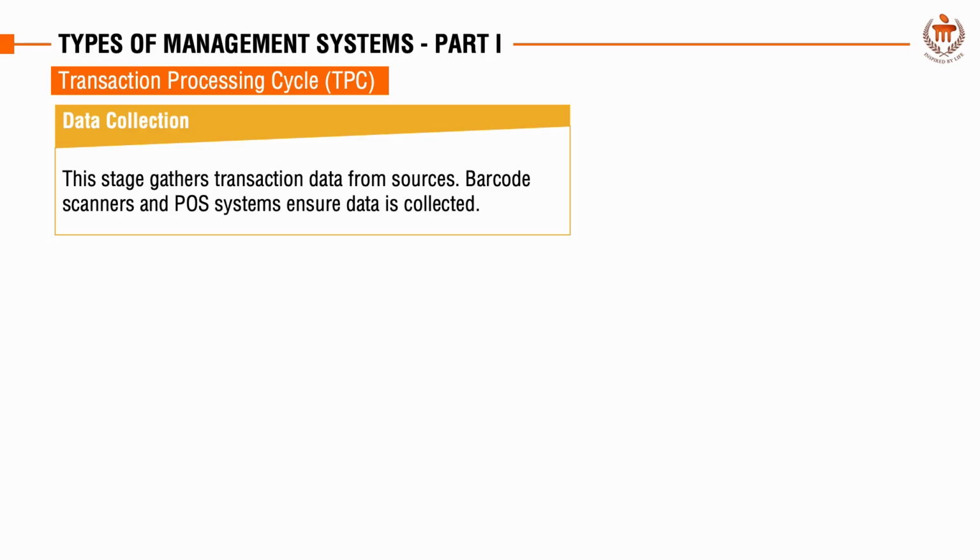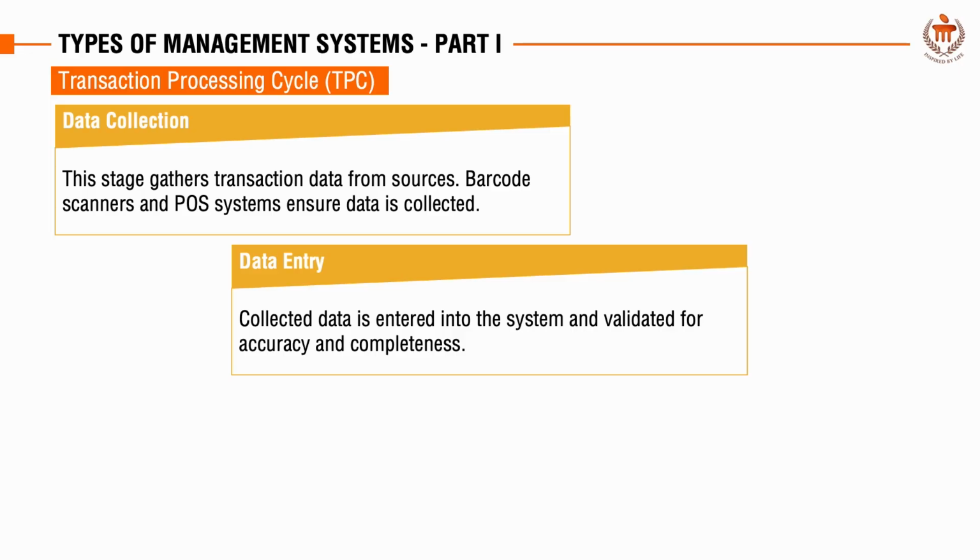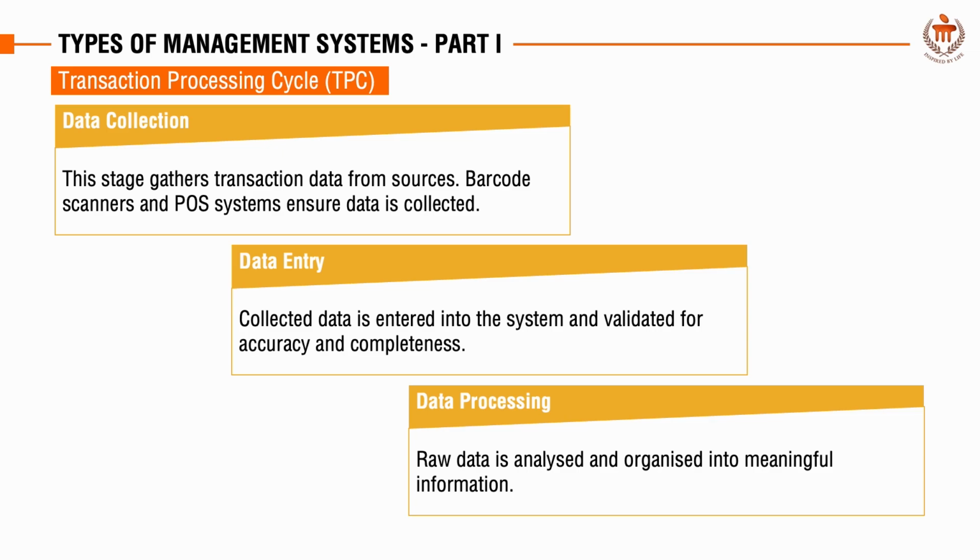Move on to the second step, data entry. Collected data is entered into the system and validated for accuracy and completeness. Automated systems streamline this process, ensuring only high-quality data is used. The third step is data processing. Raw data is analyzed and organized into meaningful information. For example, inventory levels are updated, financial balances are calculated, and transactions are recorded.